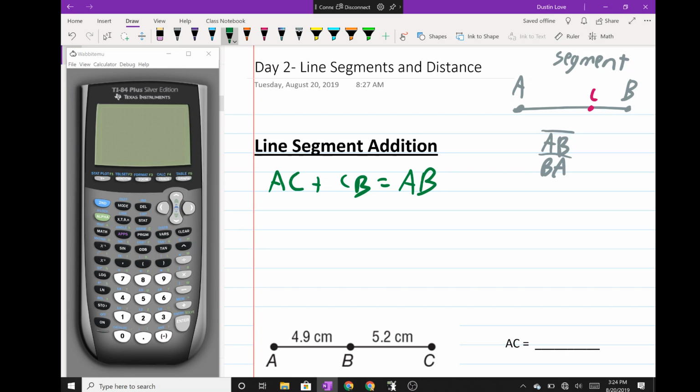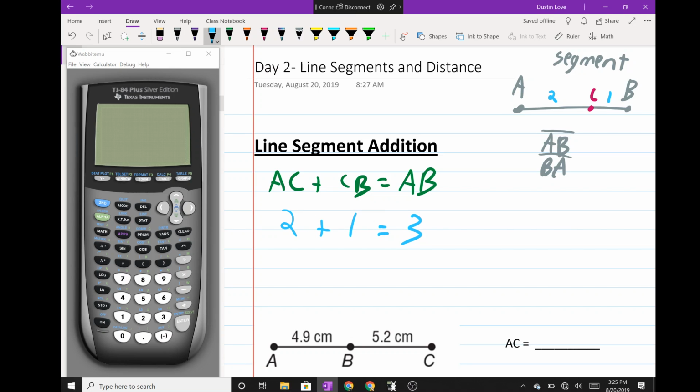Now, let's just say, for example, this guy was 2 and this one was 1. Well, how far is it going to be from A to B? Well, 2 plus 1 is 3, okay? That's all line segment addition is, all right?